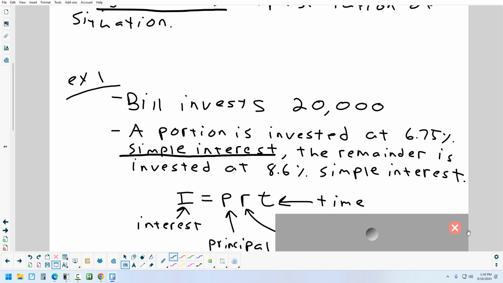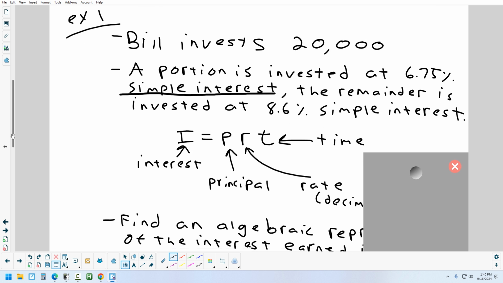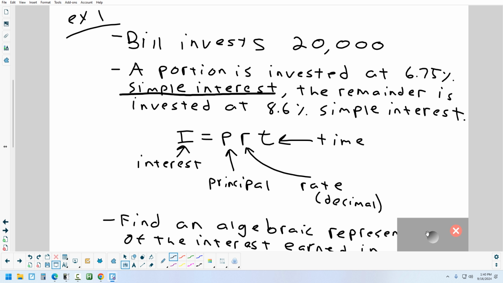R is the rate. The rate you can get by looking at the percent in the problem, but you have to be careful because you always need your rate to be a decimal. So like if you had 12%, can anybody tell me what that would be as a decimal?